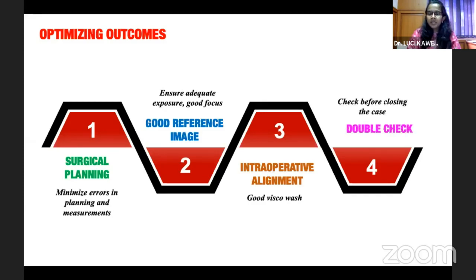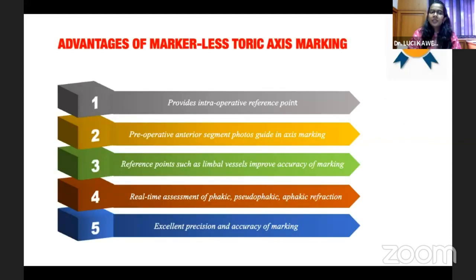And always double check before you close the surgery, before you remove the drape, or maybe before the patient leaves the OR. It can be checked again using the slit lamp system. So to summarize, I would say that the markerless toric axis marking system is the need of the hour to give the best outcome for our patient.